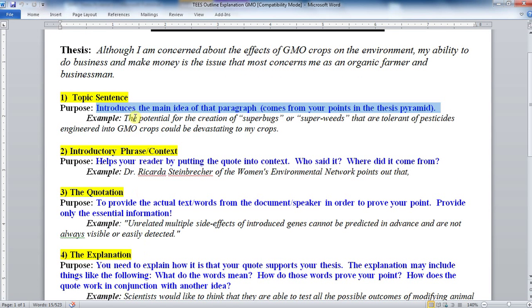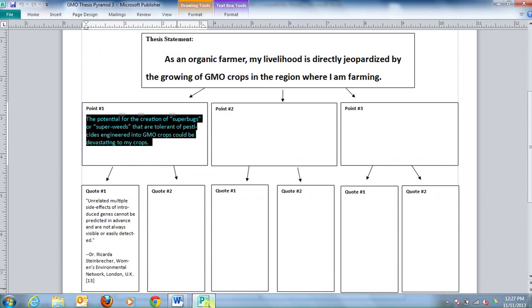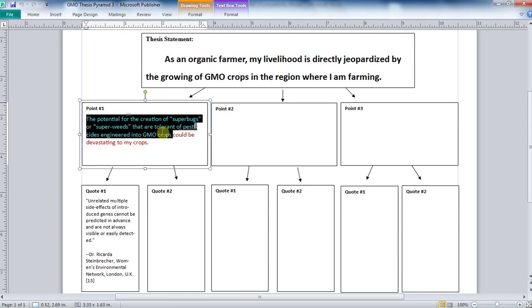So, for example, the potential for the creation of superbugs or superweeds that are tolerant to pesticides engineered in GMO crops would be devastating to my crops. So this is my main idea for my paragraph. And again, it comes from my first point from my thesis pyramid. So if you do your thesis pyramid well, you will have your topic sentences already drafted right here in point 1, point 2, point 3, etc.